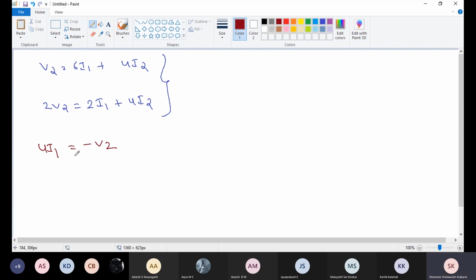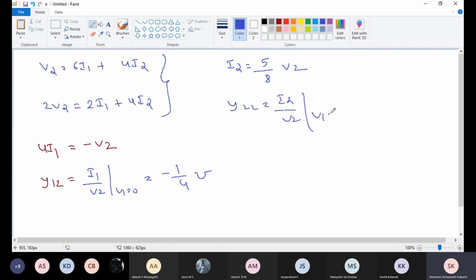What is the formula for Y12? Check, I already wrote it in your notebook. Y12 is I1 by V2 when V1 equal to 0. Okay, here I1 is there, V2 is there, then I'll get minus 1 by 4 mho. Similarly, I2 equals to 5 by 8 V2. Y22 equals to I2 by V2 when V1 equal to 0. That is 5 by 8 mho.